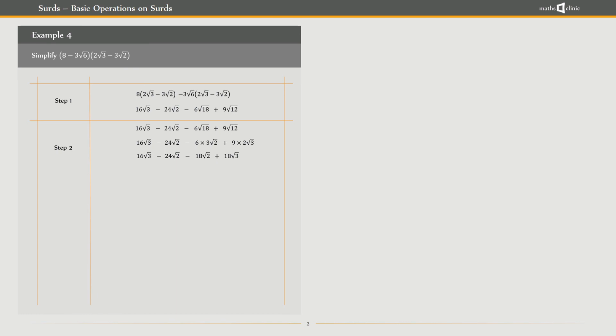Okay, so what do we need to do at this point? We simply need to collect like terms. So I take 16 root 3 and bring plus 18 root 3 over there, and then I bring minus 24 root 2 minus 18 root 2. And then I end up with the final answer. When you add 16 plus 18, it gives you 34, so 34 root 3. And minus 24 root 2 minus 18 root 2, you work out minus 24 minus 18, you have minus 42 root 2, and that is your final answer.